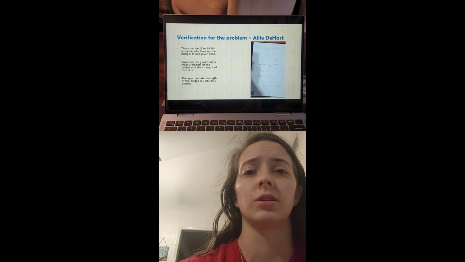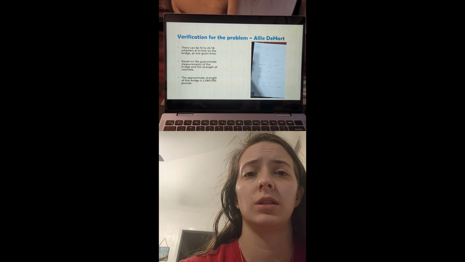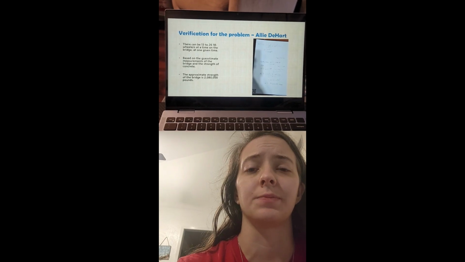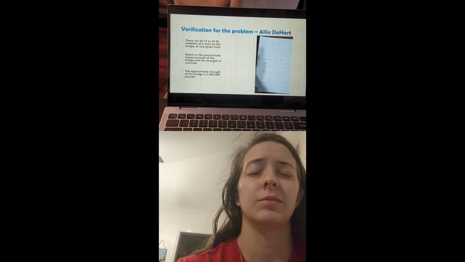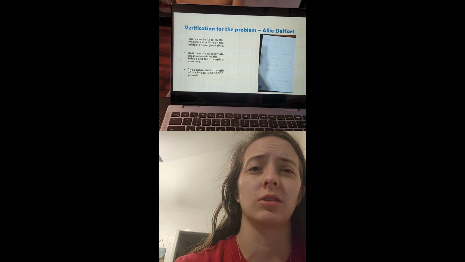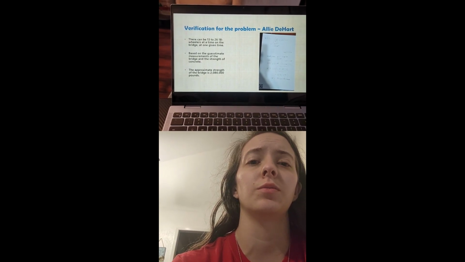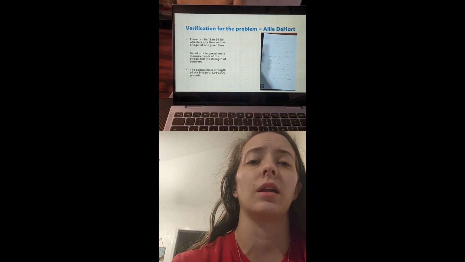In conclusion, there can be 13 to 26 18-wheelers on the bridge at any one time, based on the guesstimate measurements of the bridge and the strength of concrete. The approximate strength of the bridge is 2,080,000 pounds.